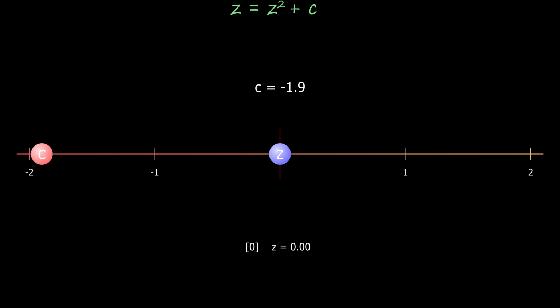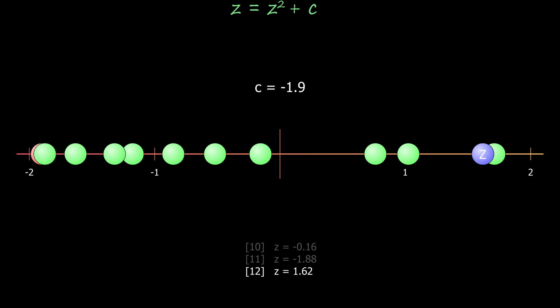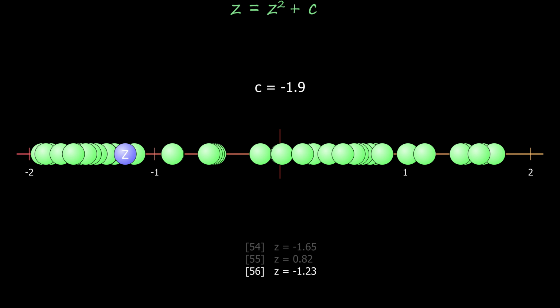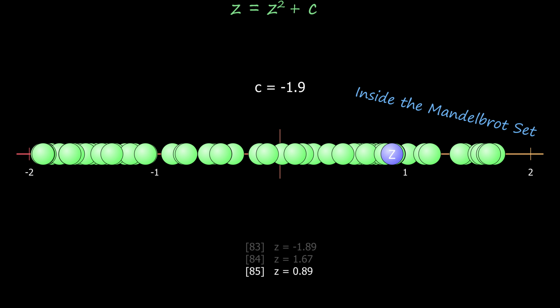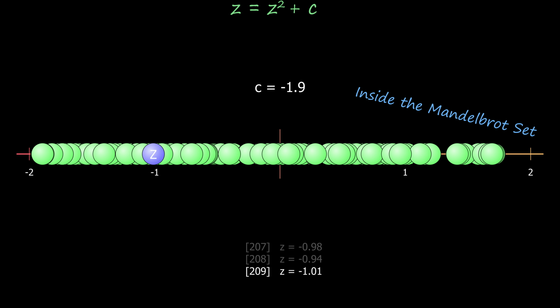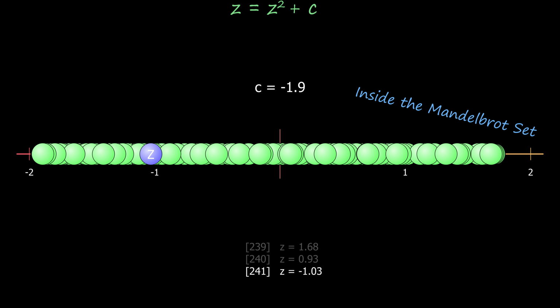The case of -1.9 is even more unusual. The ball, or the value of z, is now moving in a way that is quite unpredictable. However, I can tell you that it never escapes, and -1.9 is part of the Mandelbrot set. In the case of z squared, things were relatively boring and easy to predict. But now with the plus c term, we have entered a whole new world of dynamic behaviour.